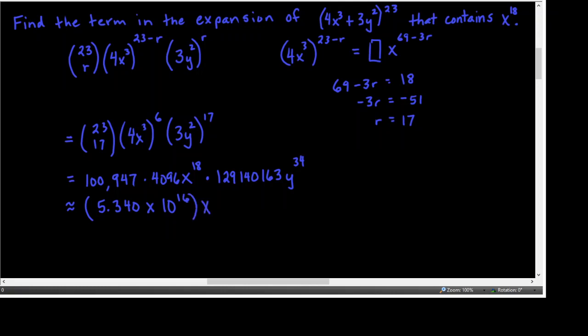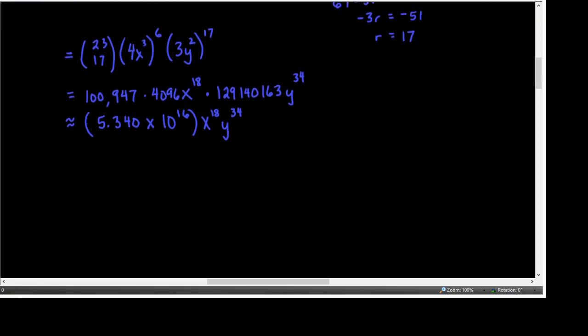X to the 18th, y to the 34th. And that's how I want you to deal with numerical parts. If they get so big that they go to scientific notation, please write it in that form. And that came from, by the way, 5.339673 times 10 to the 16th. And so that's why I rounded it as I did. I had 5.33967. So the 39 and 6, the 6 made it go up to 40 for the last 2 digits. All right.